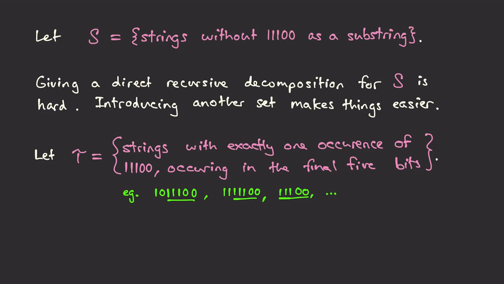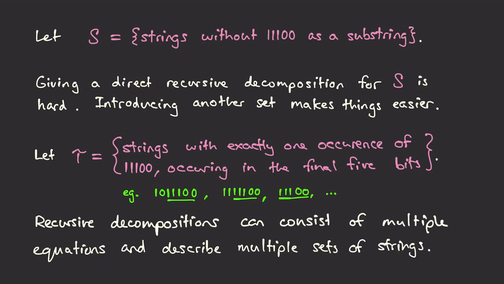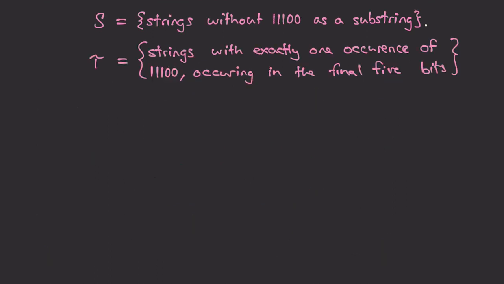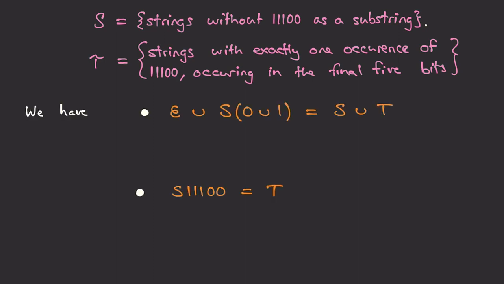The idea is to not write down a single unambiguous recursive decomposition that describes S, but instead to write a pair of unambiguous recursive decompositions that both describe S and T. I emphasize the word idea. Introducing this set is not simply something obvious or a matter of following your nose. It's an example of mathematical creativity. Here are the two sets S and T, and here is the pair of recursive decompositions that describe both S and T.